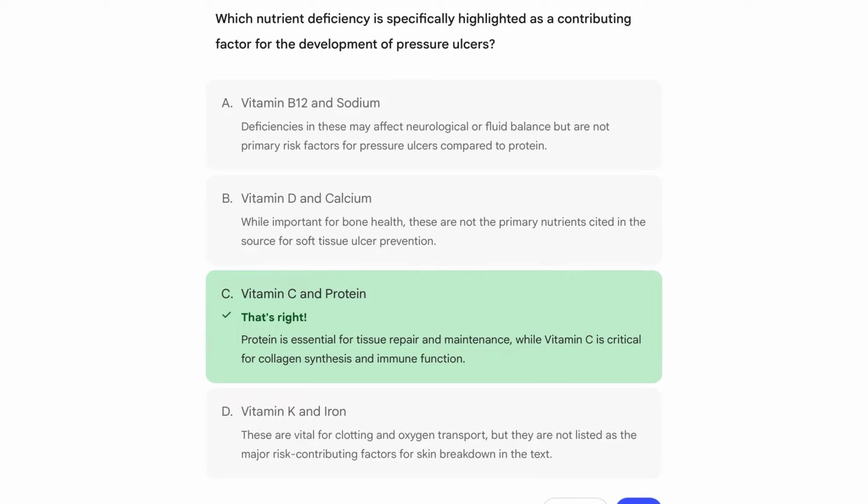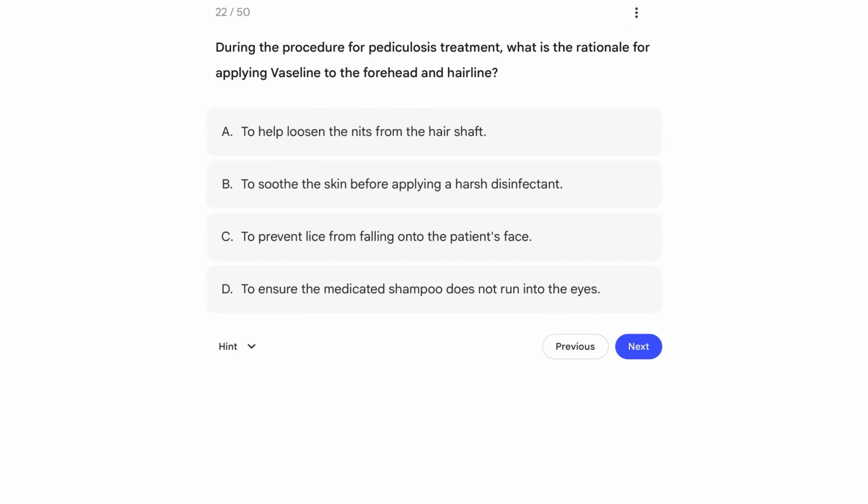Yes. Next question, during the procedure for pediculosis treatment, what is the rationale for applying Vaseline to the forehead and hairline? If you are applying the Vaseline on the forehead, what is the reason behind it? Option A, to help loosen the nits from the hair shaft. Whatever eggs of the lice are attached to the hair shaft should get loose, and for that you are applying Vaseline on the forehead.